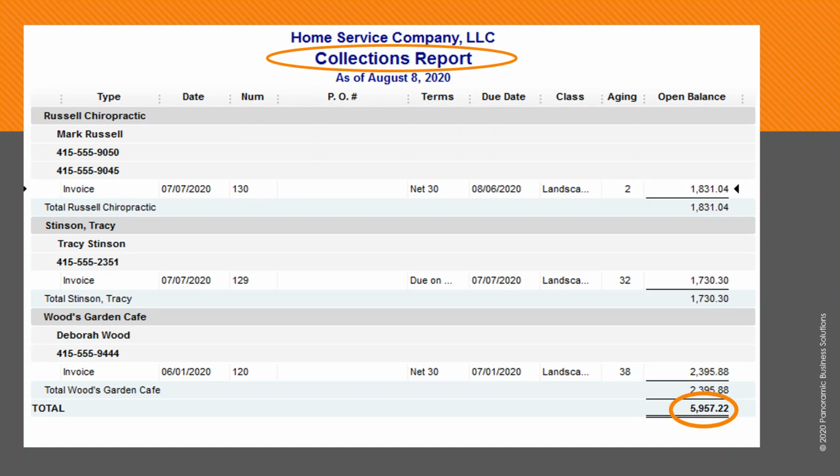This report is very helpful because it provides the contact name, phone numbers, invoice date, due date, the invoice amount. It provides all of that information that we need to make those collection calls. So this is a very great report to look at.